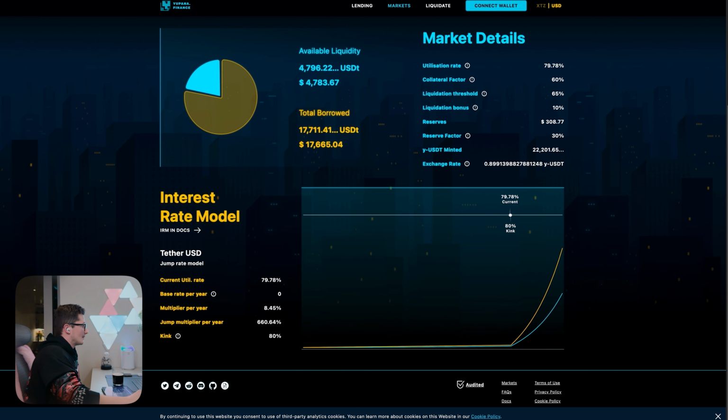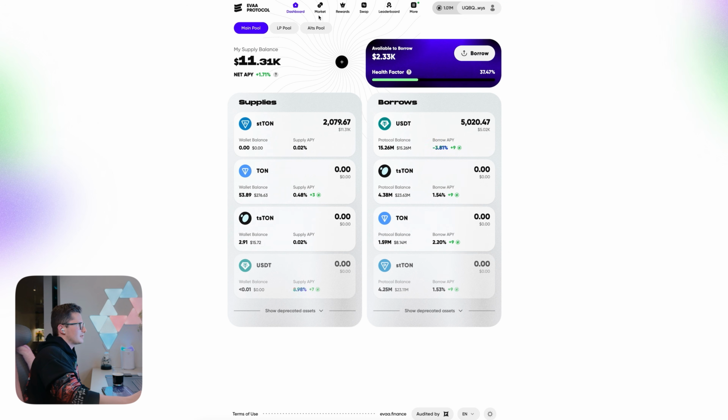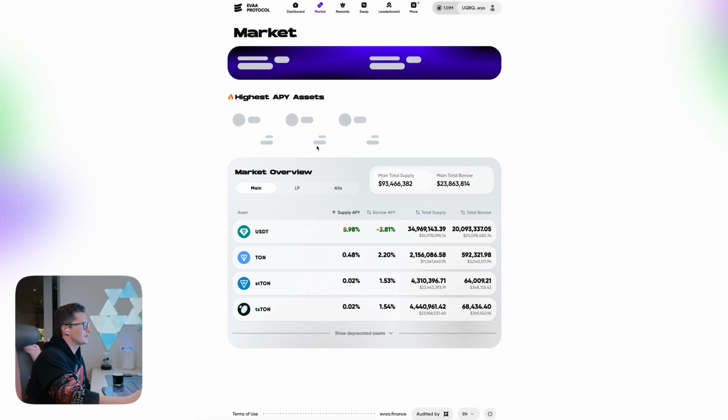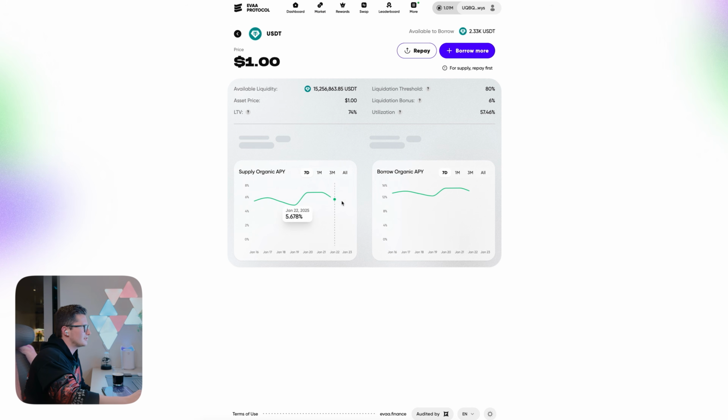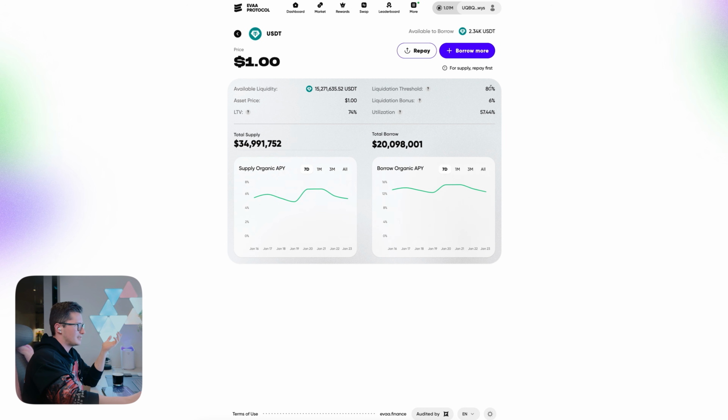So, if we go to any other lending protocols, like Evaa protocol, for example, on Ton, that's actually the same. We have available liquidity, we have LTV. LTV is collateral factor actually, loan to value. We have liquidation threshold, the same. It means like 80% here. Liquidation bonus, utilization, how much money is borrowed. So it's $20 million borrowed against $34 million on the USDT market.